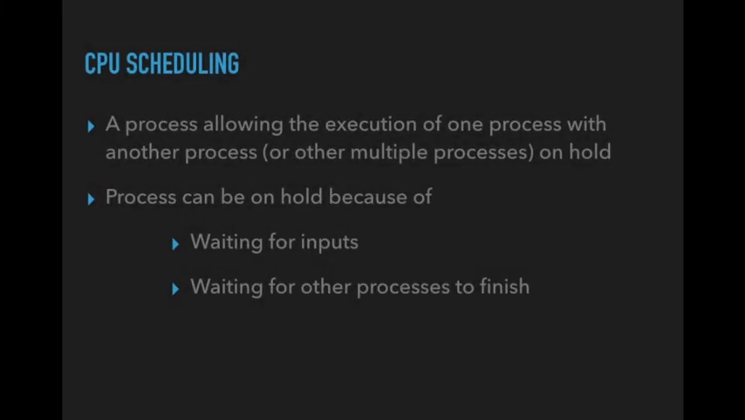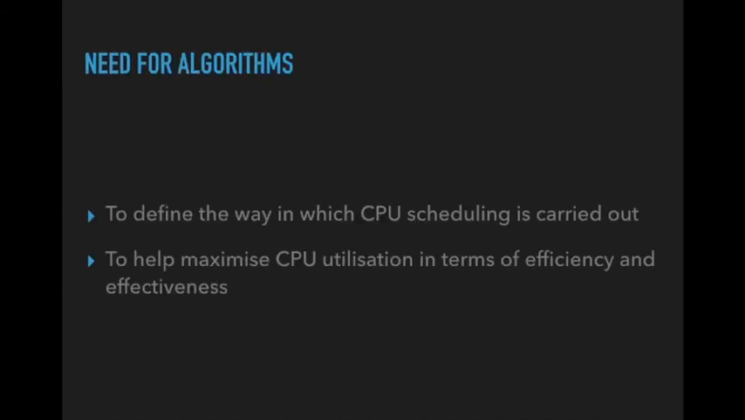First, let's understand what CPU scheduling is. Now, CPU scheduling is a process which allows one process to use the CPU while the execution of another process is on hold. Why would the execution of another process be on hold? It could be because that process is waiting for the input, or it could be because it needs another process to finish before it can move on. So, as I said, CPU scheduling is a process, and as any process, it is backed by an algorithm. Such an algorithm, of course, is a scheduling algorithm.